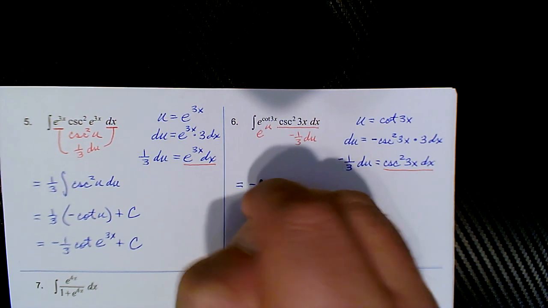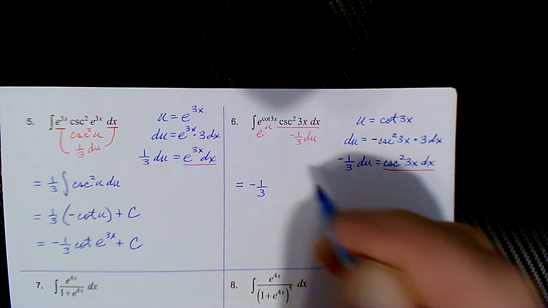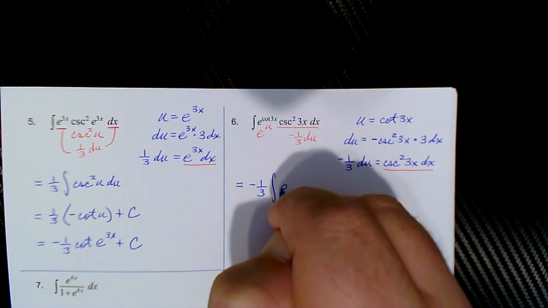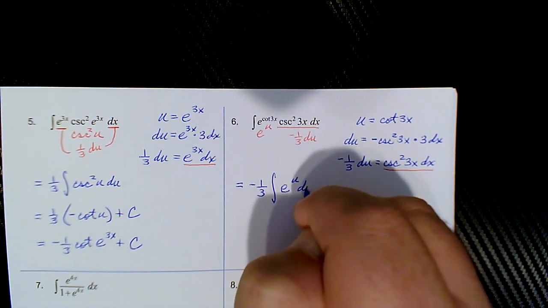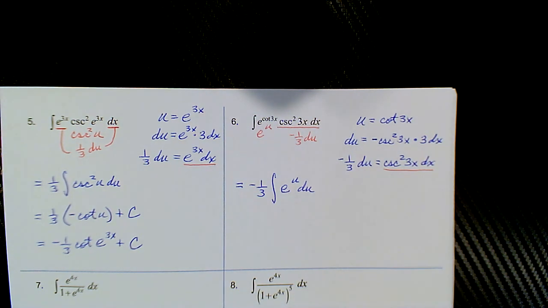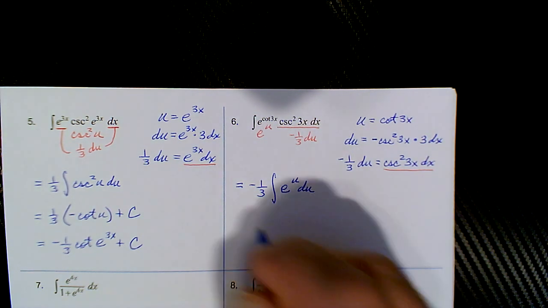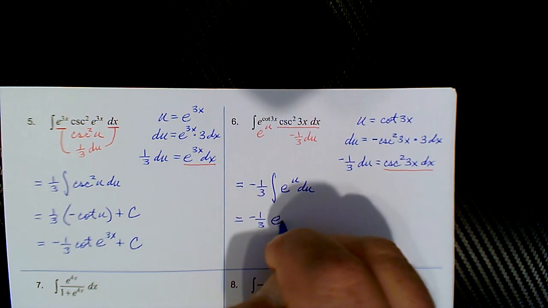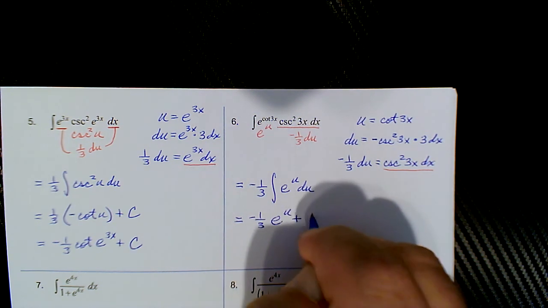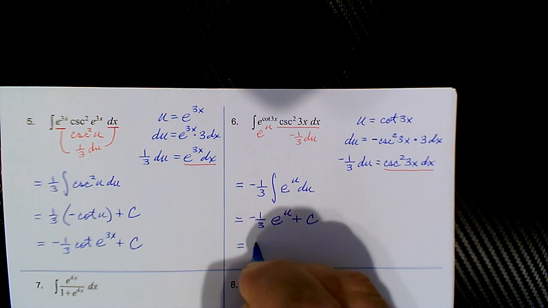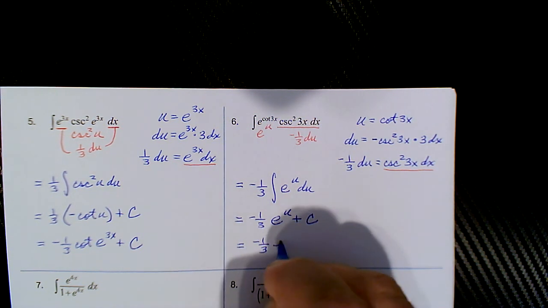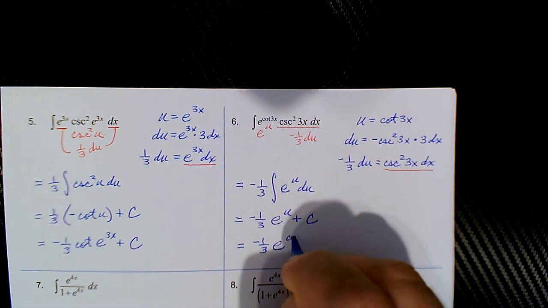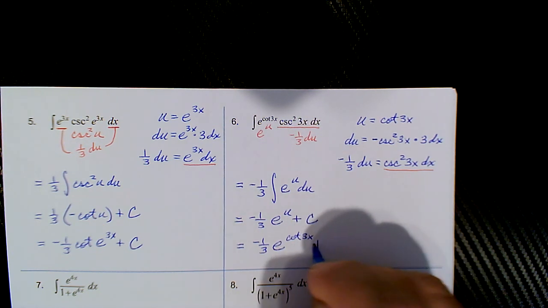And so, again, the most efficient thing is to bring the constant multiple, negative 1/3 in this case, out in front of the integral, and the change of variables gives us the basic formula for e to the u with respect to u. And so then we can integrate. Negative 1/3 e to the u integrates to be e to the u plus our constant, and then finally back substitute. So negative 1/3 e to the u, where u was cotangent of 3x, plus our constant.